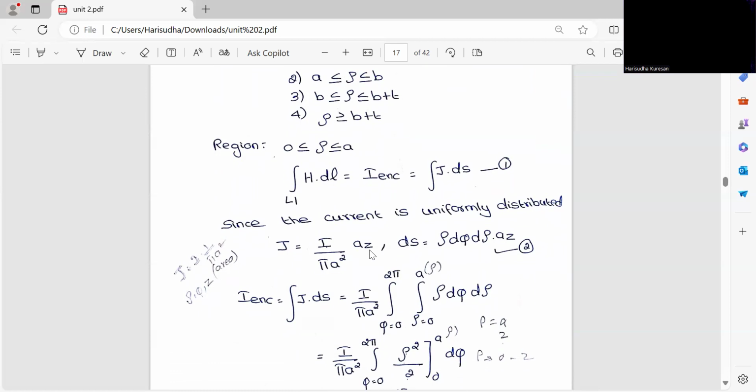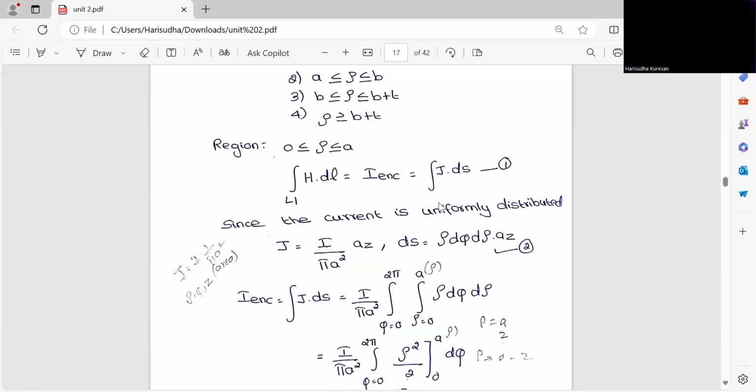As I said, the current is along the Z axis, that is why its unit vector is az. So I can write the current density as I divided by pi a square, where pi a square is the area of the circle. And dS is the differential surface area, with respect to the change in rho and the variation in phi: rho dphi drho az.